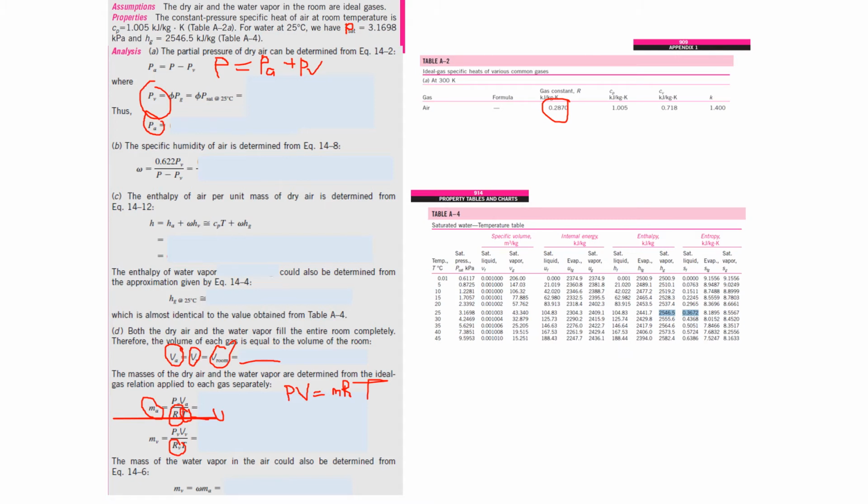For air you can use 0.287, which is given here. Now it's your job to find out the gas constant value for water vapor. Just to let you know, the R value for water vapor is 0.4615. So go and find out where to find this value from the property tables and charts. Once you've got that, you can use this formula. You can find the mass of water vapor using this formula, or you can also determine it by using this formula here, which is shown at the bottom. So that is the skeleton solution for the example that we asked earlier.